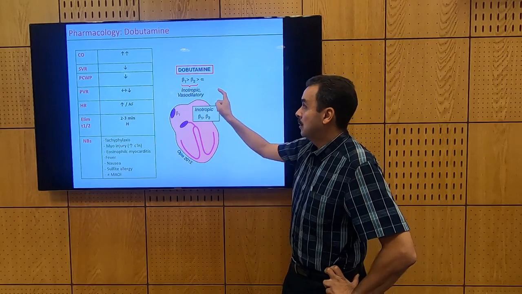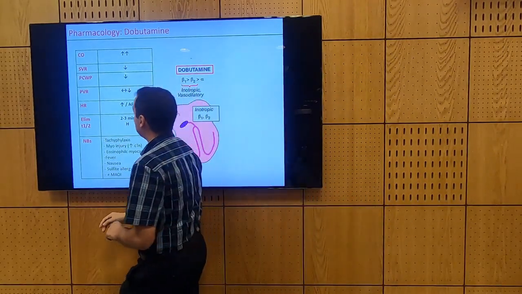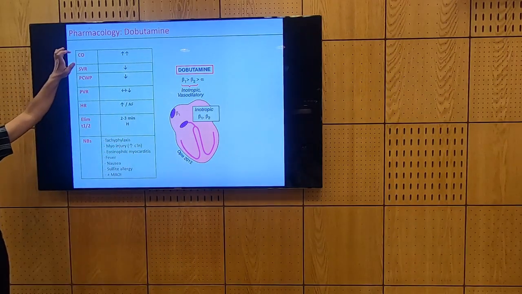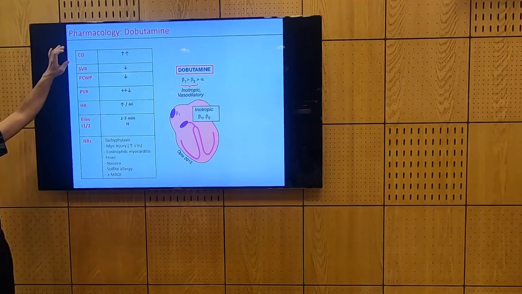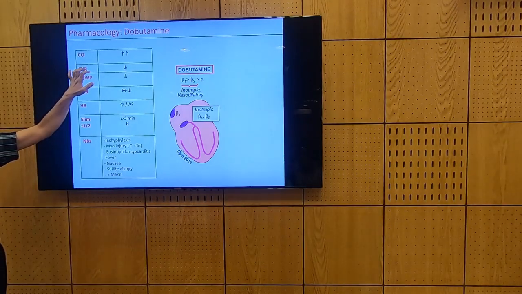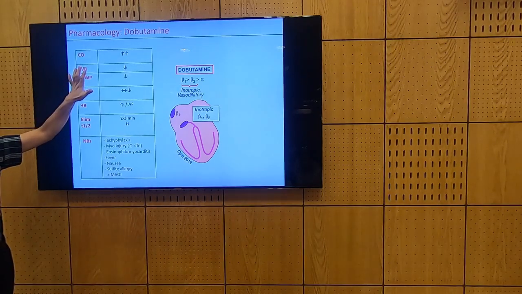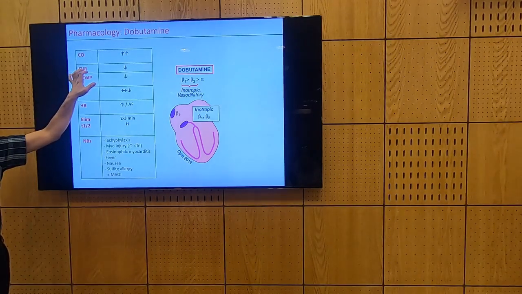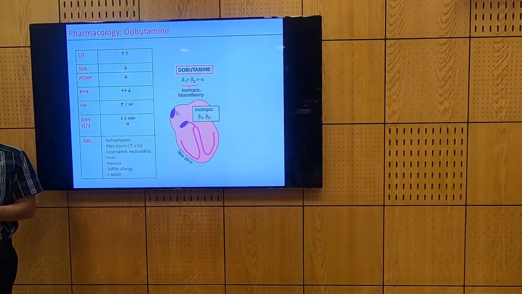Based upon this we can understand the hemodynamic profile of dobutamine. The cardiac output should increase because it will increase the contractility and decrease the afterload. The systemic vascular resistance will decrease. However, can this cause hypotension, with the decreased systemic vascular resistance and even vasodilation? Hypotension may occur.